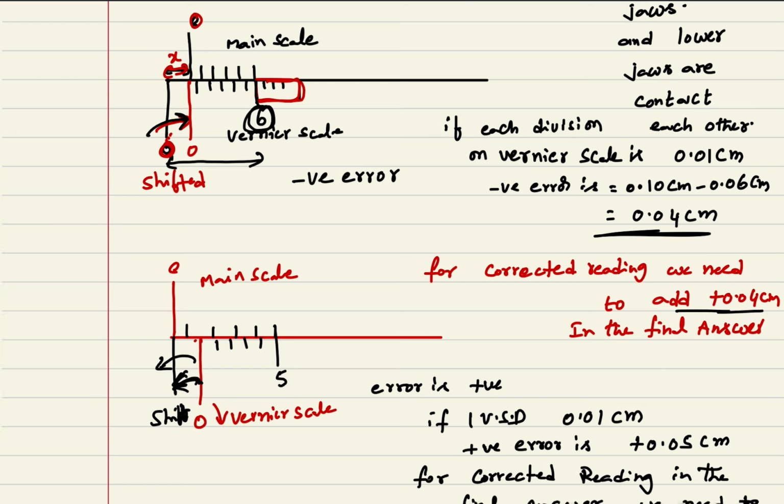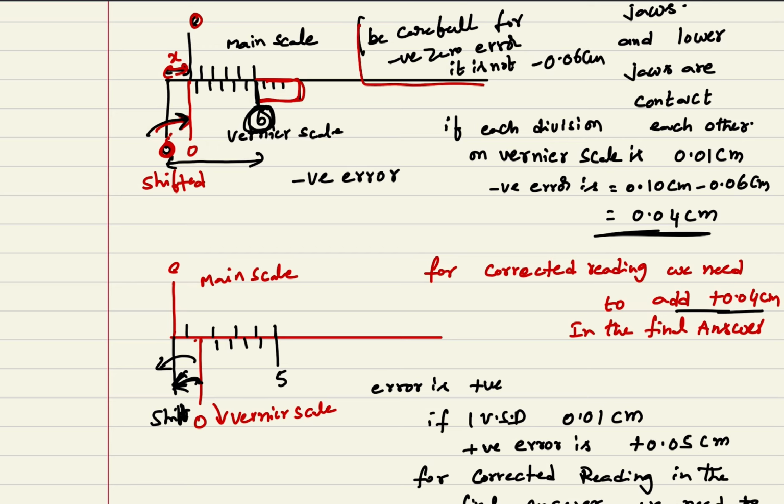Sometimes without giving any diagram, orally or in the question, they will say that the sixth division is coinciding. Then you don't write directly, if each division on the vernier scale is equal to 0.01 centimeter, that negative error is minus 0.06. It is not minus 0.06. Careful, be careful for negative zero error. It is not minus 0.06 centimeters. So kindly keep this in your mind.